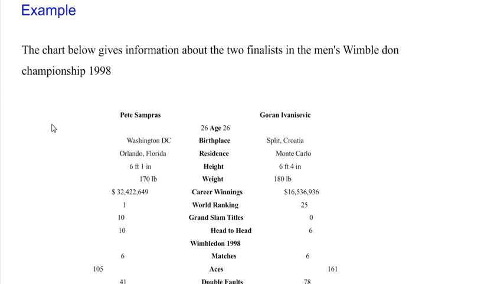Let's see the same example from the previous video. The chart gives us information about the two finalists in the men's Wimbledon Championship, and we have to find and collect data.